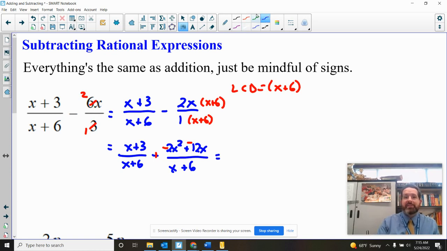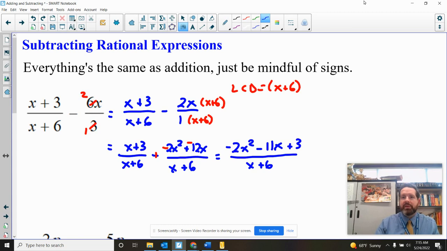Now it's a matter of putting our like terms together. So I've got a negative 2x squared. We then have 1x minus 12x's. So 1x plus the negative 12x's. That's minus 11x's overall, with a plus 3 on the back. That's all over an x plus 6.